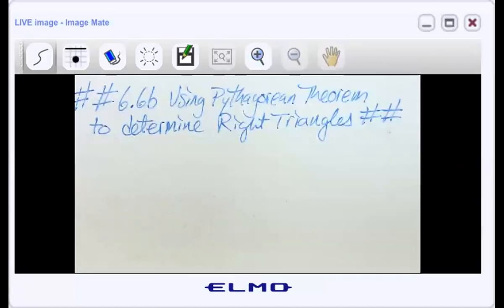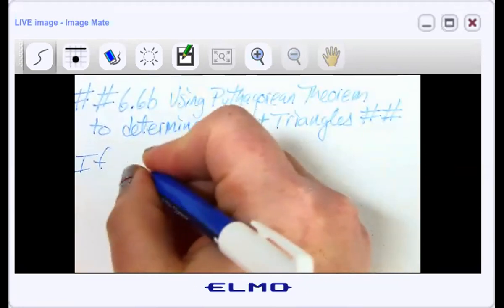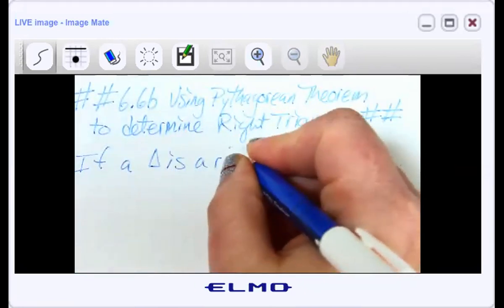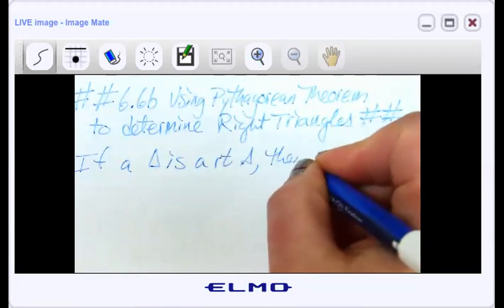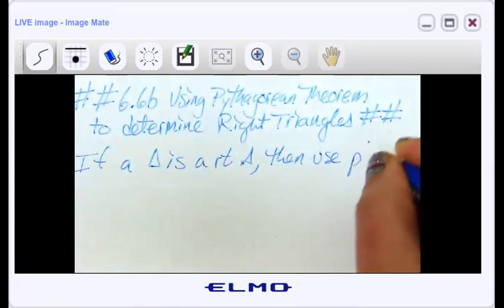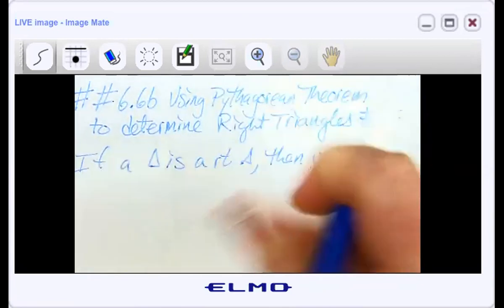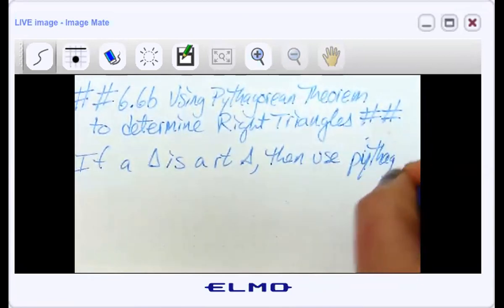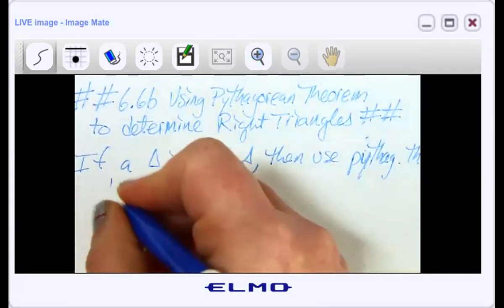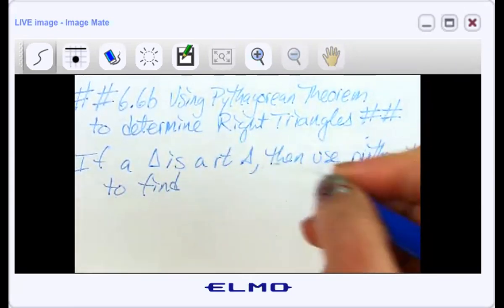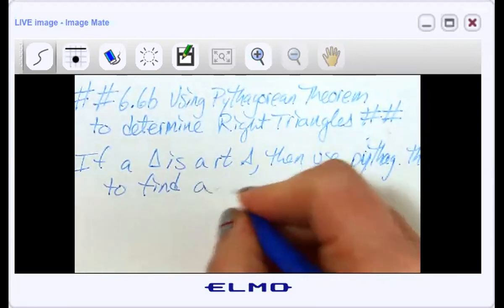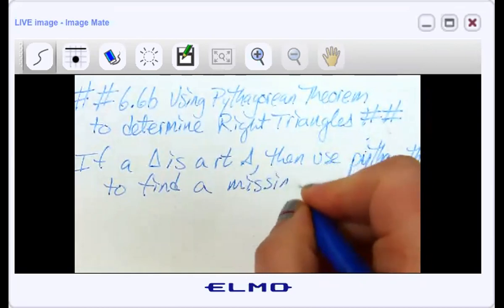Yesterday, we talked about the Pythagorean theorem and that if you have a right triangle, you can use a squared plus b squared equals c squared to find one of the missing sides, right? Okay, so if a triangle is a right triangle, then use Pythagorean theorem. Oops, let's spell it right. Find missing side. So that's what we did yesterday.